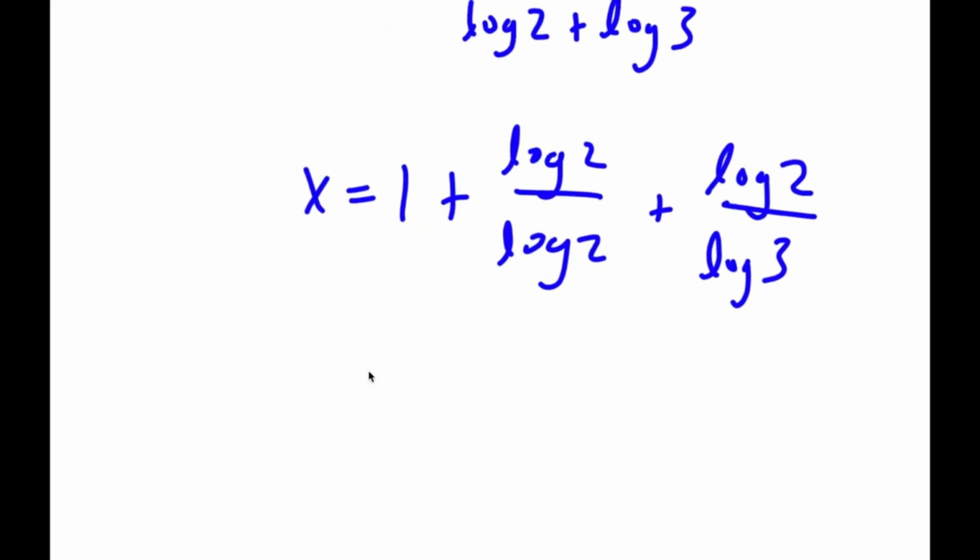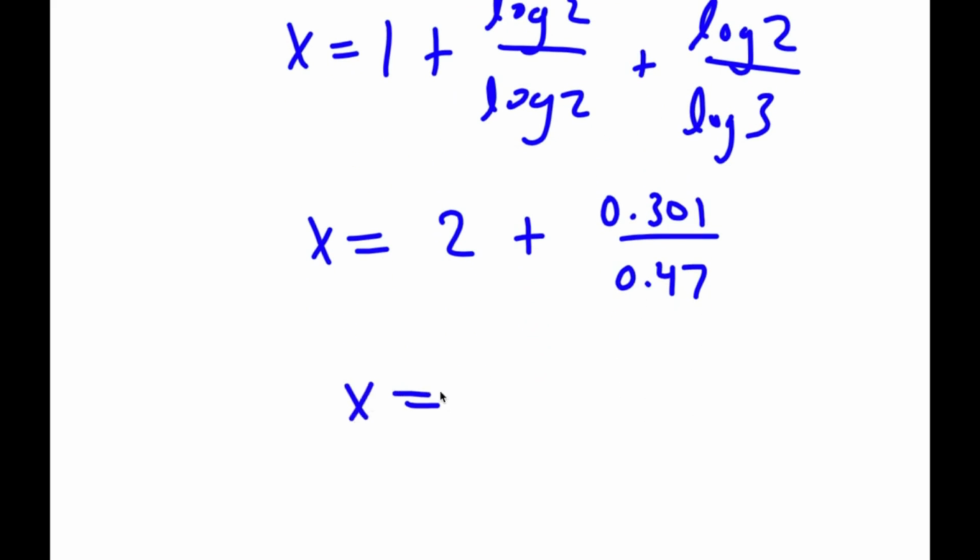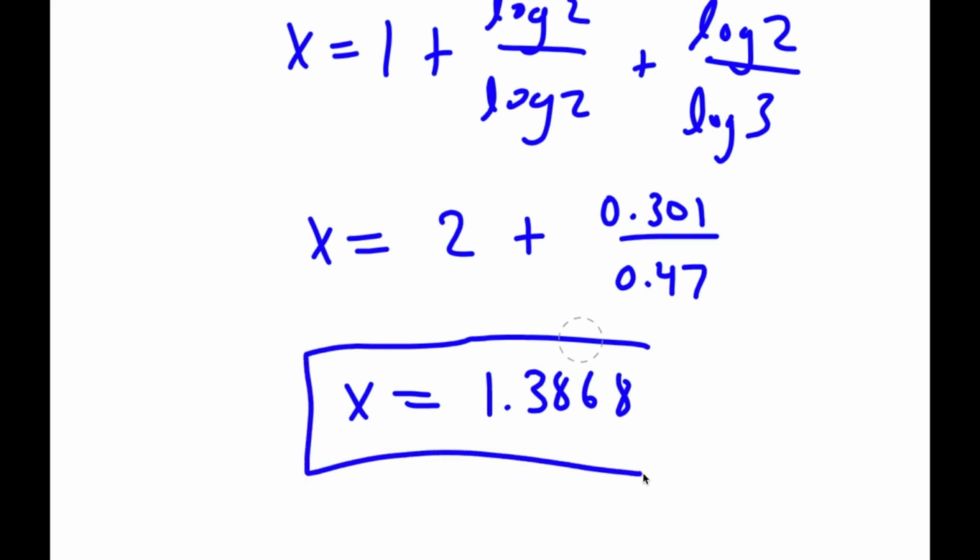Log 2 and log 2, those two cancel out, so I have x is equal to 1 plus log 2, that's equal to 0.301, over log 3, that's equal to 0.47. So if you simplify this, you get x is equal to 1.3868. So this is my answer.